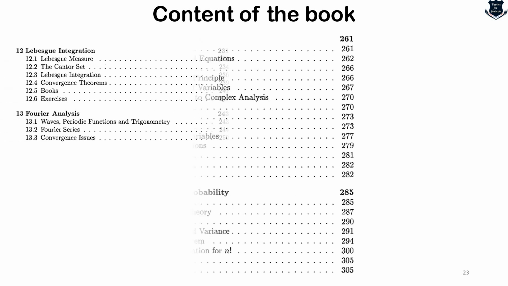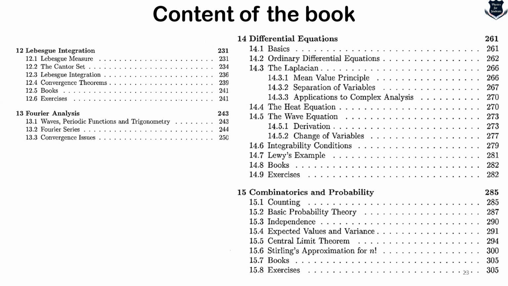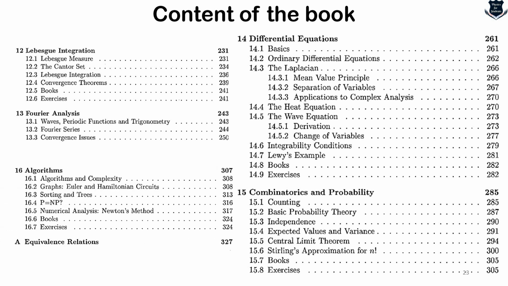Here is the Lebesgue integration, the Fourier analysis, and the differential equations which are covered, the basics. Also it covers the heat equation, wave equation, independence, expected values and variance. And finally, you can see the 16th chapter comprises algorithms, and it goes up to P equals NP problems and so on. So I can tell you that this book is almost covering every single thing that you need to know, either on the basic level to know the mathematics, or it will take you to advanced level mathematics in some way.